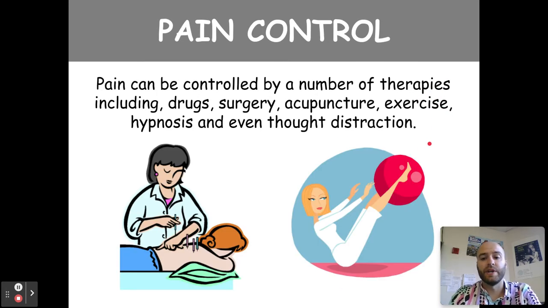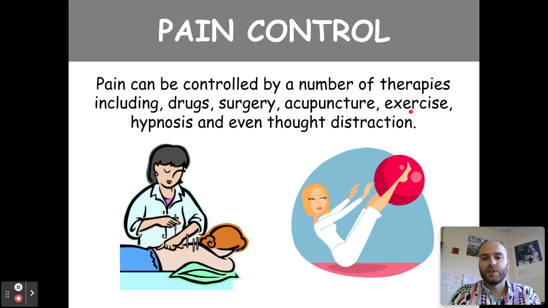Pain control. So we mentioned everyone's experience of pain is different. We talked about the gate control theory. And through that, pain can be controlled by a number of different therapies. Medicine, drugs, right? Surgery to alleviate certain issues that may be occurring, but also things like acupuncture, because of placing pressure and stimulation in different areas of your body that can alleviate and block those pain signals.